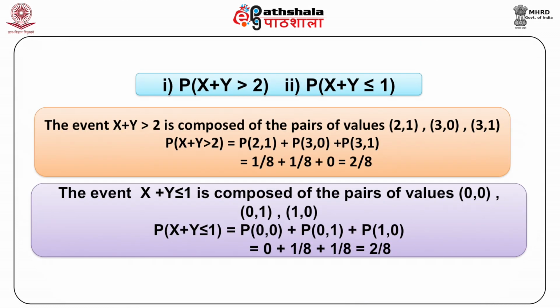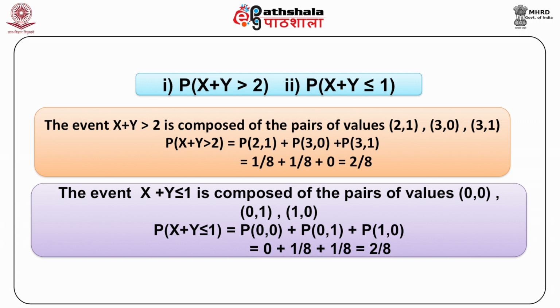Find, first, P(X plus Y greater than 2) and second, P(X plus Y less than or equal to 1). First, the event that X plus Y is greater than 2 is composed of the pairs of values (2, 1), (3, 0), (3, 1). Adding their corresponding probabilities from the table, we get P(X plus Y greater than 2) is equal to p(2, 1) plus p(3, 0) plus p(3, 1), which is equal to 1 by 8 plus 1 by 8 plus 0, which is equal to 2 by 8.